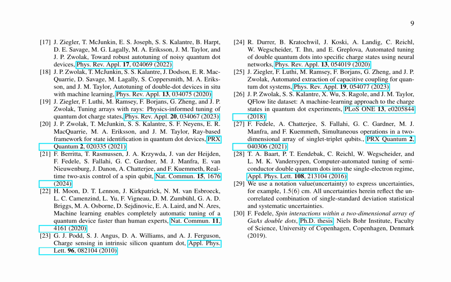Furthermore, the authors emphasize the need for real-time control of spin qubits, which has been achieved by Barita et al. 2024, using a two-axis control method. This control is essential for maintaining the coherence of quantum information during computation. The paper also mentions the role of machine learning in completely automatic tuning of quantum devices, as demonstrated by Moon et al. 2020. This approach not only speeds up the tuning process but also surpasses human expertise in certain aspects. In addition, the paper discusses various techniques for charge sensing in intrinsic silicon quantum dots, such as the method proposed by Pod et al. 2010.